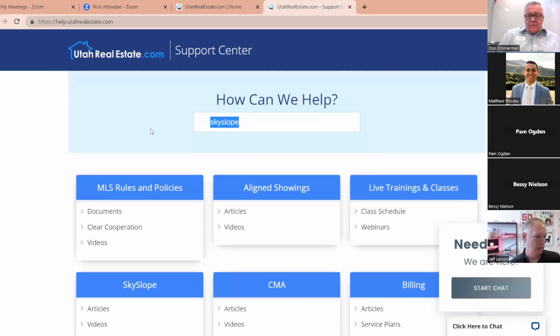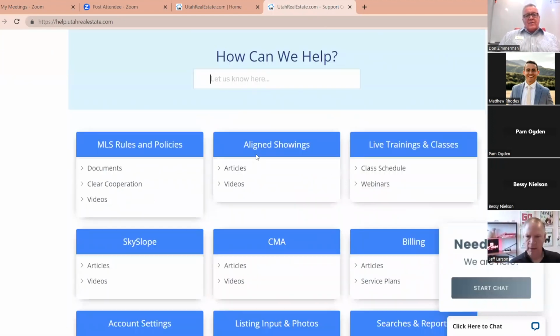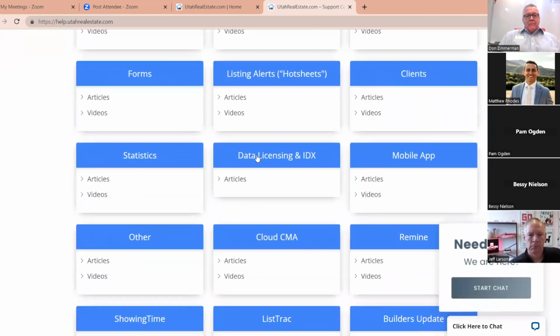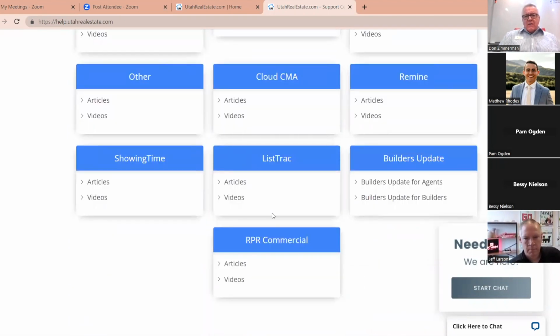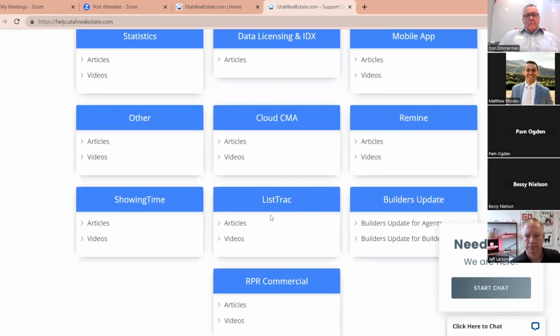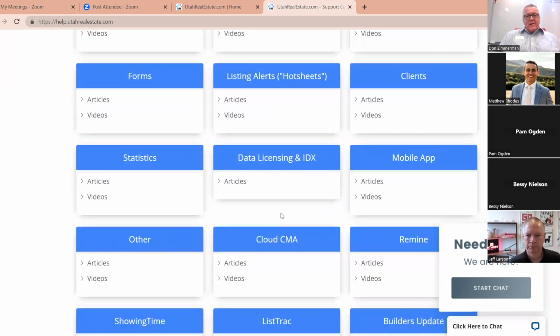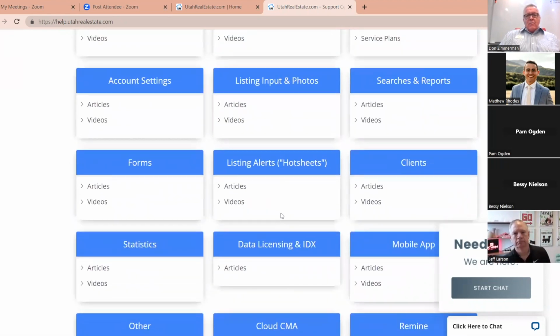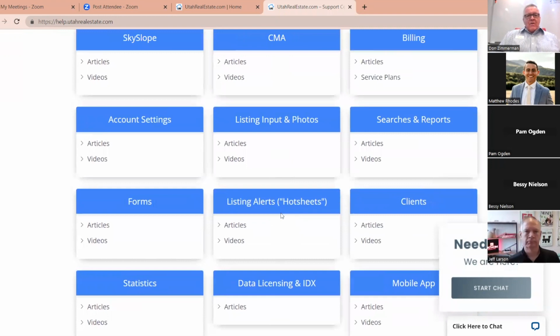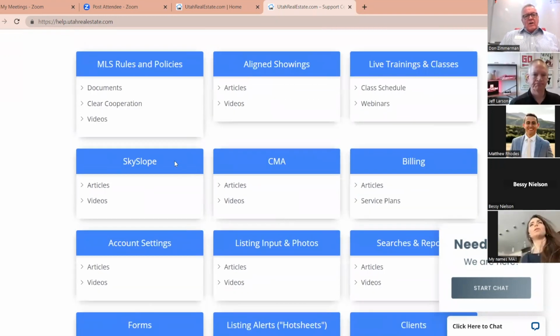Or a shortcut to get to it is just to scroll down, because there's not that much stuff. If you scroll down until you find the SkySlope tab, right there on top, the SkySlope tab. There are articles and videos that are really good to help teach you how to utilize SkySlope.